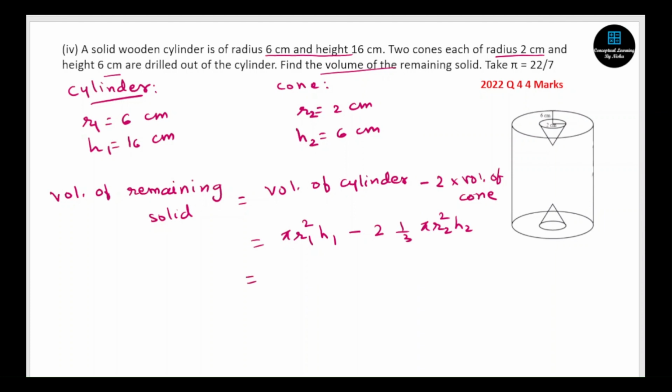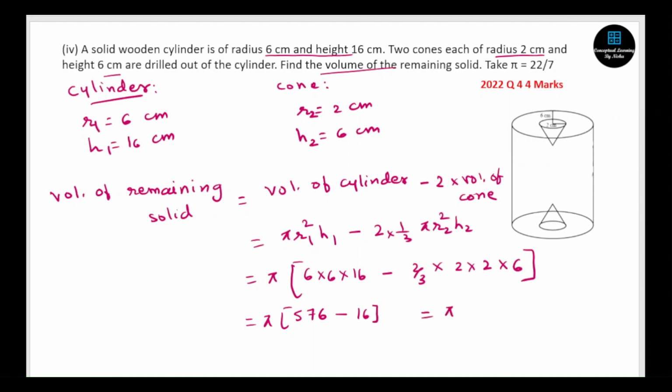Right. So, I have written this formula and now I have to substitute the values. Before that I'll just take the value of pi common. So what I'll get here is pi. Now, r1 square h1. So, r1 is 6 into 6 into 16 minus 2 upon 3, r2 is 2 into 2 into 6. So, this is pi. Now, this is 576 minus 16. When you simplify this again, so pi, this is 560.